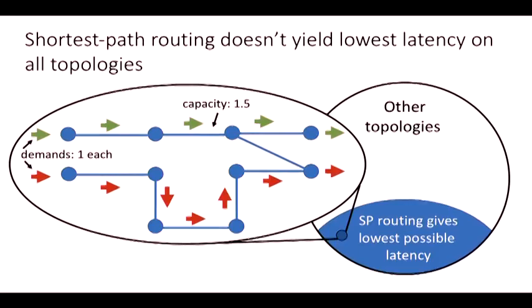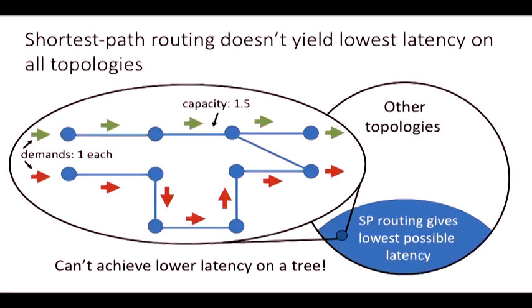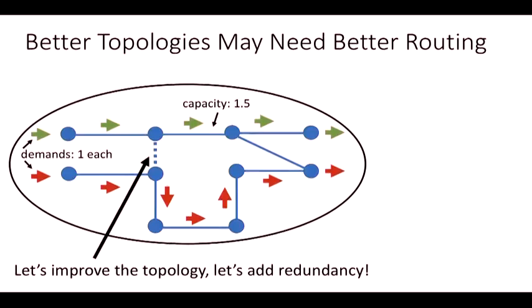Okay, so what will shortest path routing do? Well, it will route everything on the shortest path, as you can see here. Notice that you can't really achieve any lower latency on a tree-like network. However, we don't really like trees, because they don't provide any resilience against things like link failures.